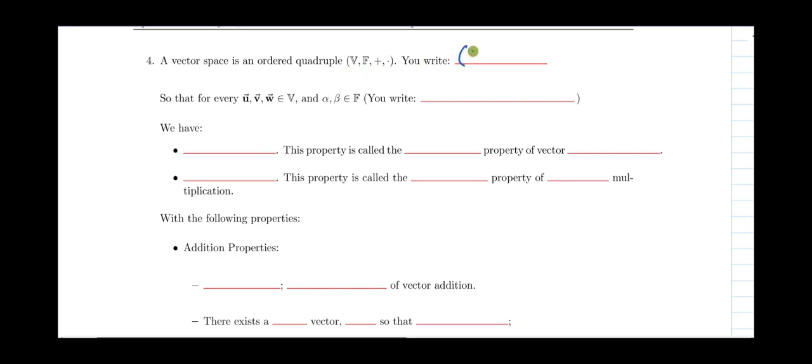So I want you to practice writing this out. Go ahead and just write out the vector space V, the field F, the symbol plus, and the symbol multiplication. Okay? So this is going to be the set of vectors. This is going to be what we call the underlying field. And then we have the notions of vector addition and scalar multiplication.